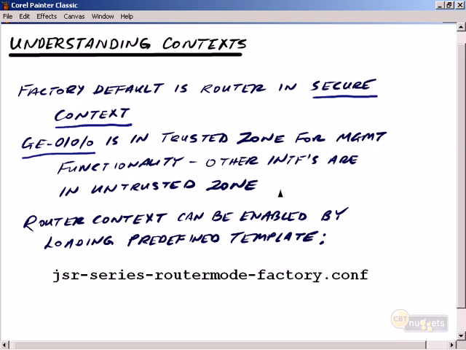So one of your options, if you're going to be using your routers and you want to allow all management traffic and all transit traffic, you want all of the interfaces to be bound to the trusted zone, or what we call, actually, it's technically the trust zone, is to basically enable this feature called routing context by loading a predefined template, which is JSR-series-router-mode-factory.conf. And this is one of the things that's kind of tricky about Juniper routers out of the box.